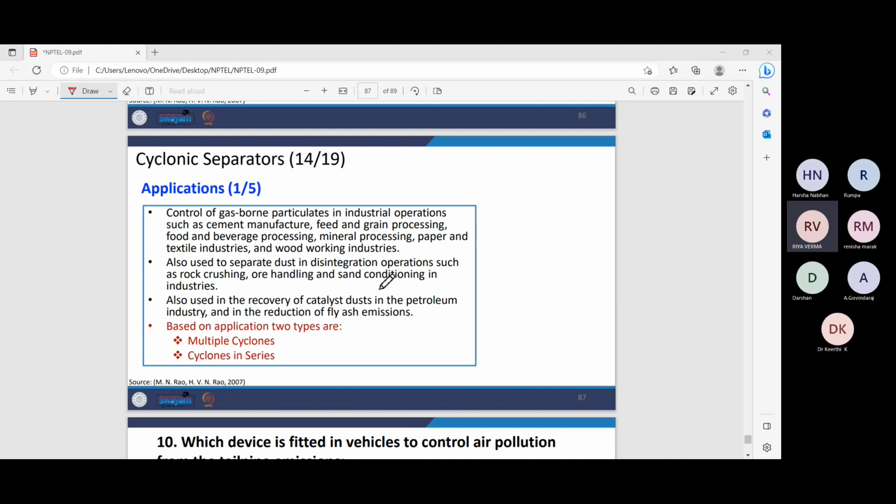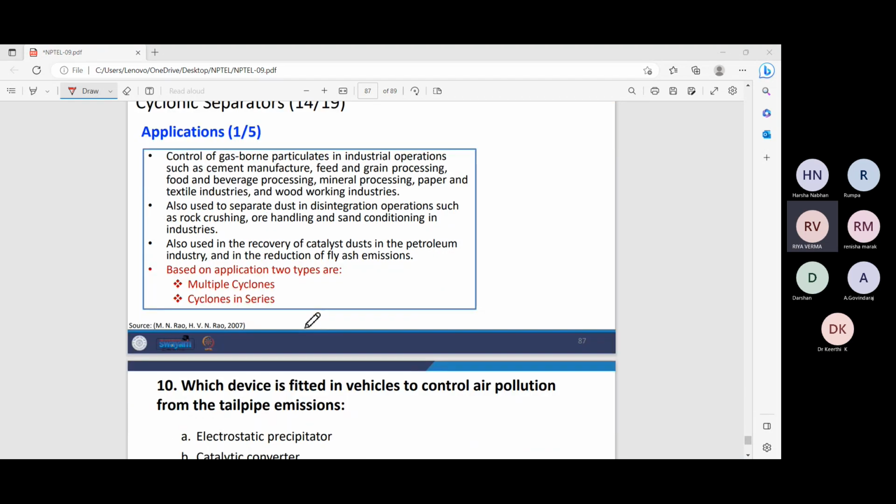This can also be used to separate the dust in disintegration operations such as rock crushing or handling and sand conditioning in industries. This is also used in the recovery of catalyst dust in the petroleum industry and the reduction of fly ash emissions. And on the basis of their application, there are two types of cyclones. First is multiple, and second is cyclones in series.